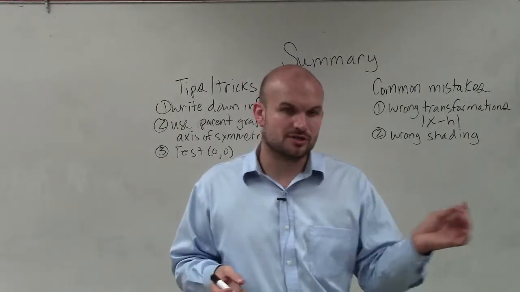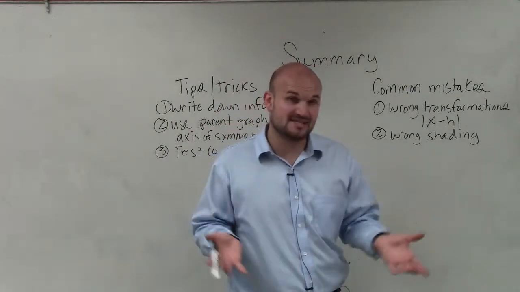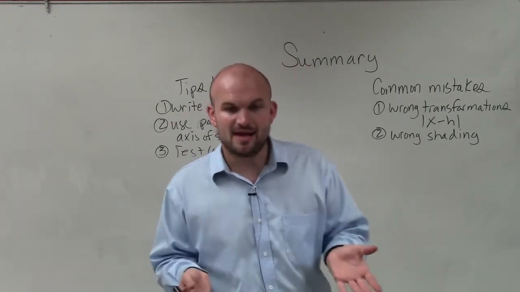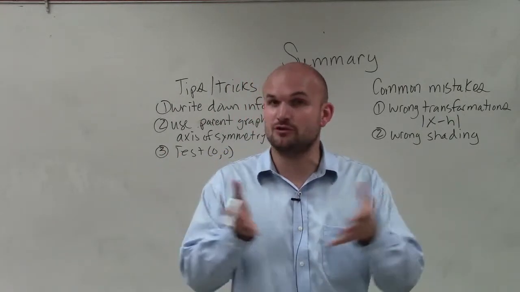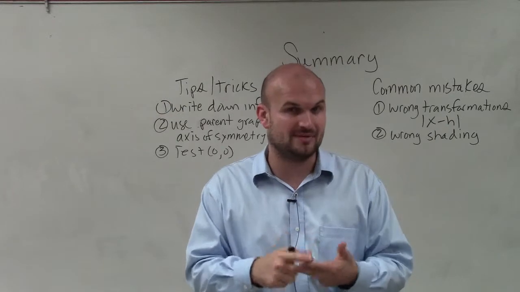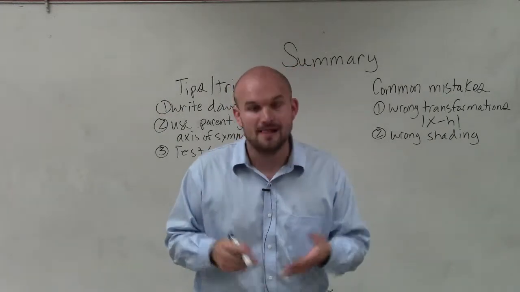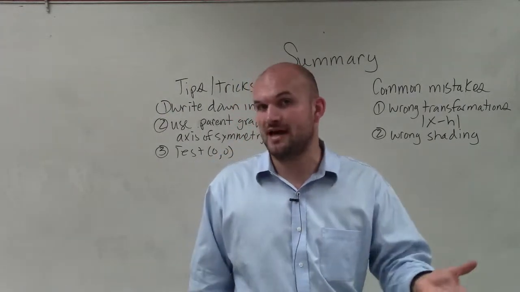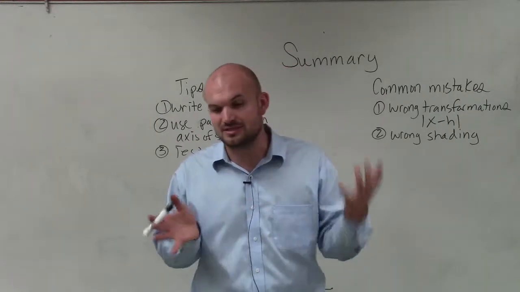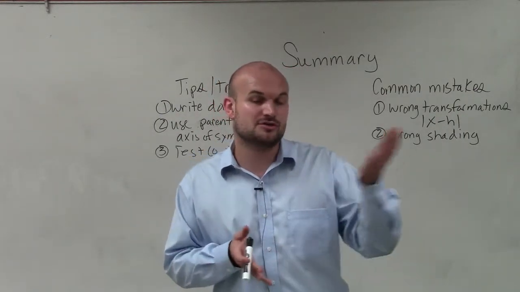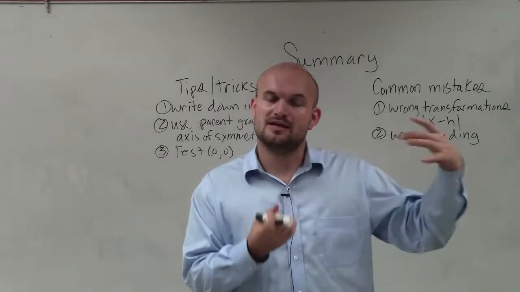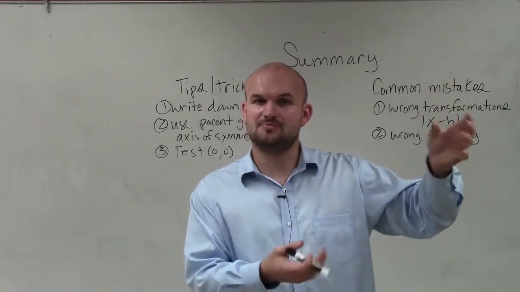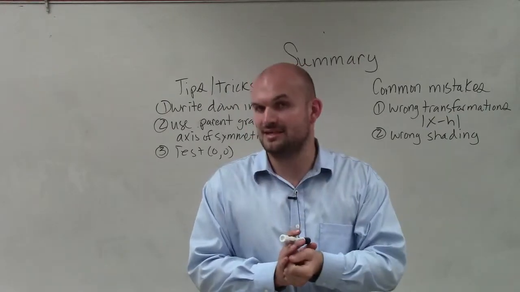So we identify where the new vertex is based on the transformations, and then we either graph the parent graph from there, or if there is a compression or a stretch, meaning the values for a and b in your transformation equation, we can use a table of values. The way I like to use it is to choose points to the left or to the right of your vertex, which lies on the axis of symmetry, evaluate with the table of values, plot those points, and then reflect those points over the axis of symmetry.